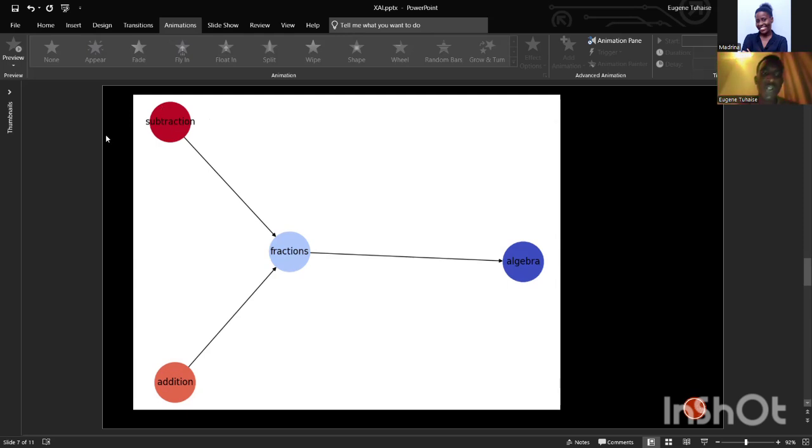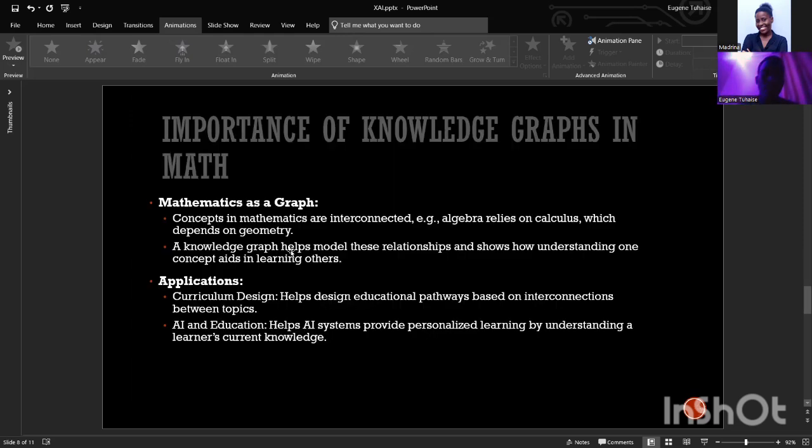So these are our concepts: addition, subtraction, algebra, and maybe fractions. Then the edges represent how they relate to each other. We can do algebra with regards to fractions. We can do subtraction of fractions or even addition of fractions. Their importance, number one, is that we can show that the concepts in mathematics are very interconnected.